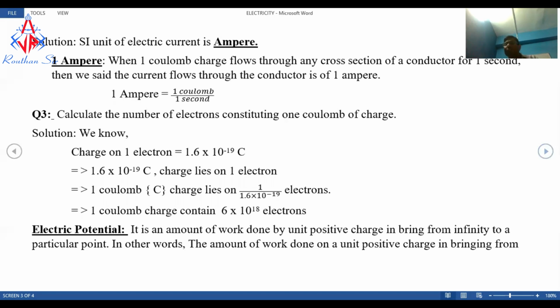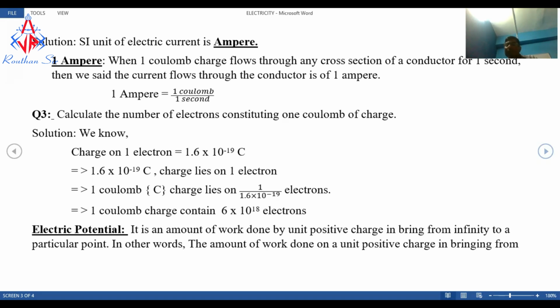Now there is another question in your textbook: calculate the number of electrons that constitute 1 coulomb of charge. Again, you know that the charge on 1 electron is 1.6 into 10 raised to power minus 19 coulomb. It means 1.6 into 10 raised to power minus 19 coulomb charge lies on 1 electron. Now we use the unitary method. First of all, we calculate for 1. If 1 coulomb charge lies on 1 upon 1.6 into 10 raised to power minus 19 coulomb, it means 1 coulomb charge contains 6 into 10 raised to power 18 electrons.